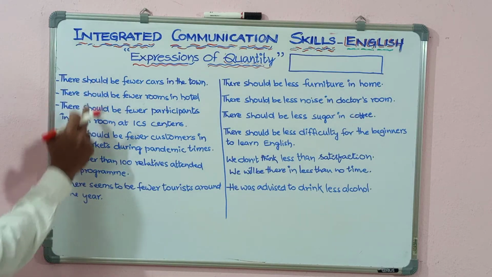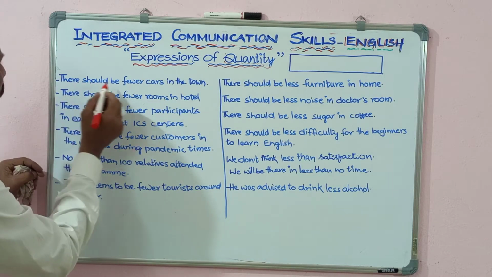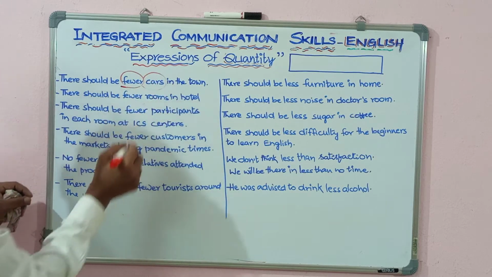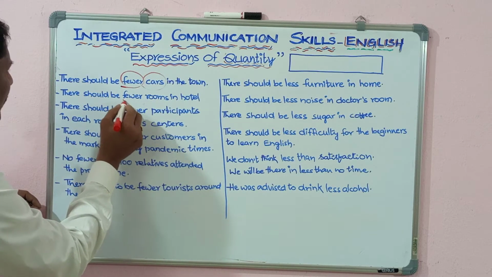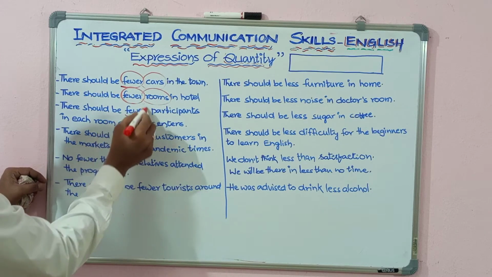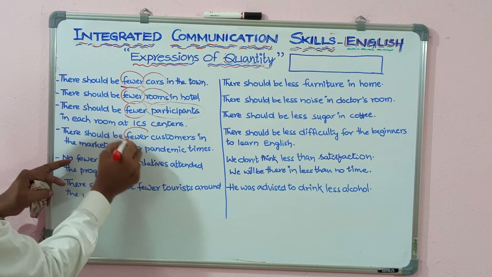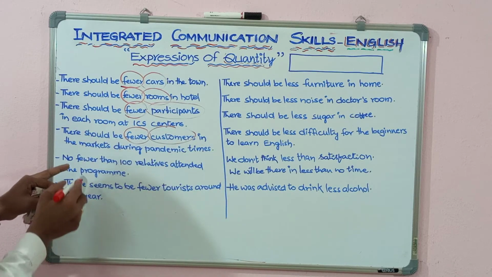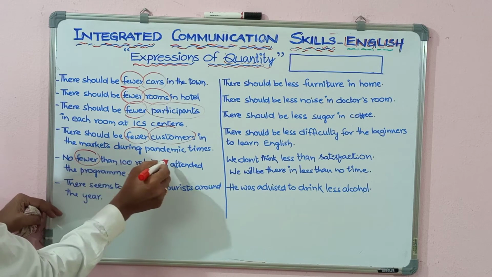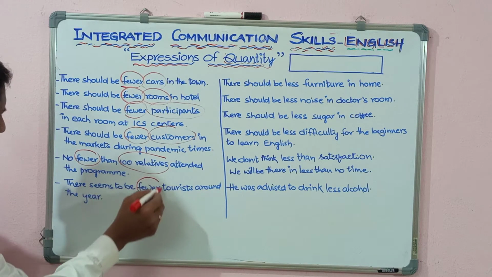If you look at all these sentences on the left side, let me repeat. There should be fewer cars. Fewer cars. And the next sentence, there should be fewer rooms. Fewer rooms. There should be fewer participants. Fewer participants. There should be fewer customers. Fewer customers. There should be no fewer than 100 relatives. Fewer than 100 relatives. There seems to be fewer tourists. Fewer tourists.